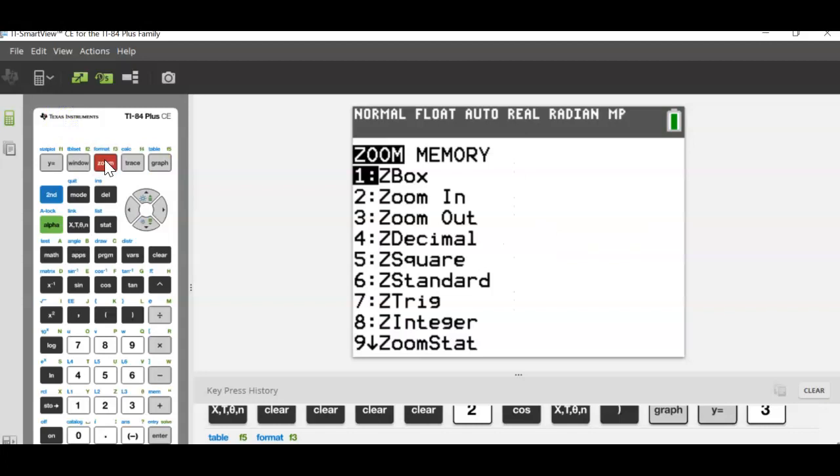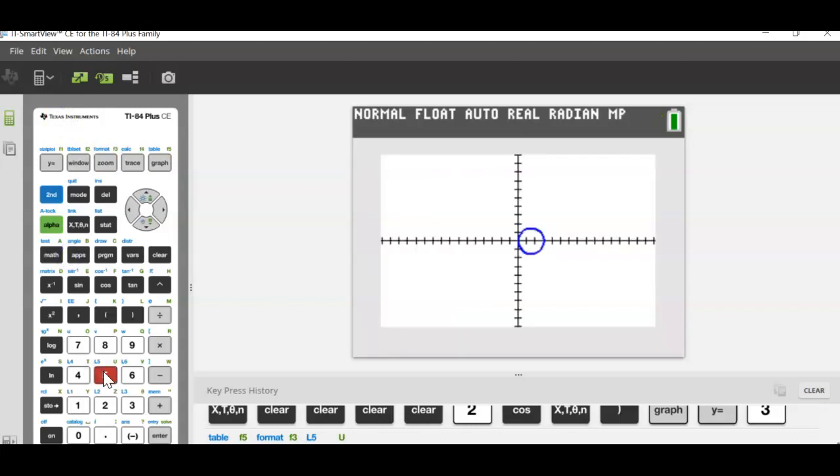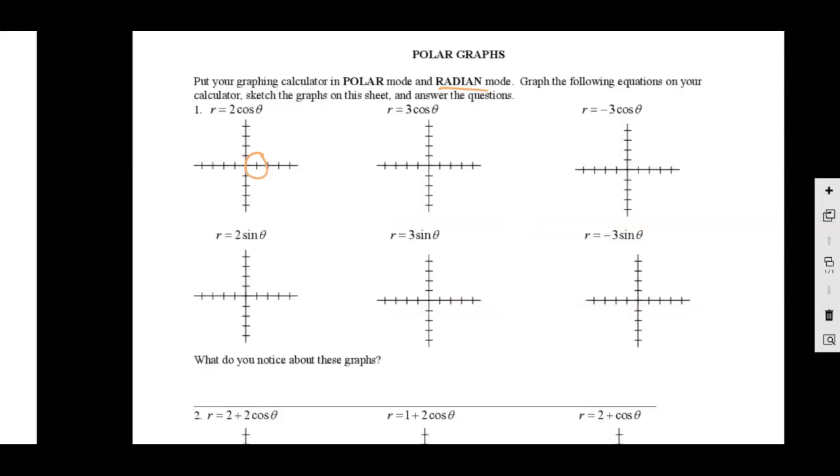zoom square. Let's see if that works. Yeah, if you hit zoom 5, if you square it, then it actually looks like the circle that it's supposed to be. The regular aspect ratio looks more like an oval, but if you hit zoom square, then there we go, right? It is a circle, and that one's going to go out to 3, on the positive x-axis.